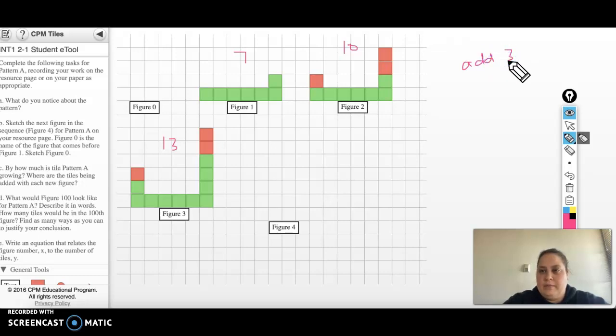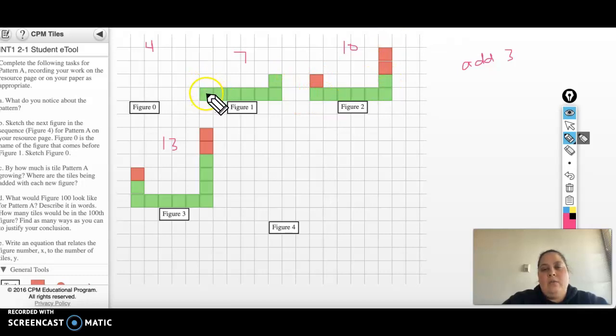So we are adding 3 each time. If I work backwards, that means I'm going to take away 3 from here, which means I should have 4 in this picture. But where are those 4 that I'm going to take away? Well, I'm taking away 1 from this side because I'm adding 1 to this side each time, and adding 2 to this side.